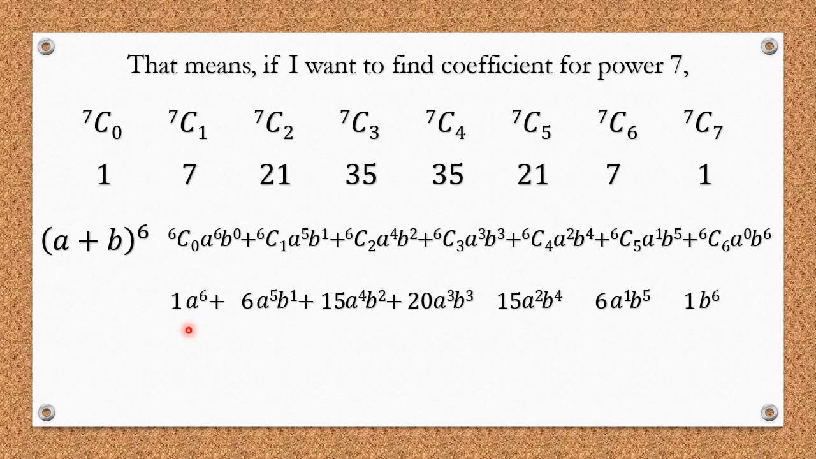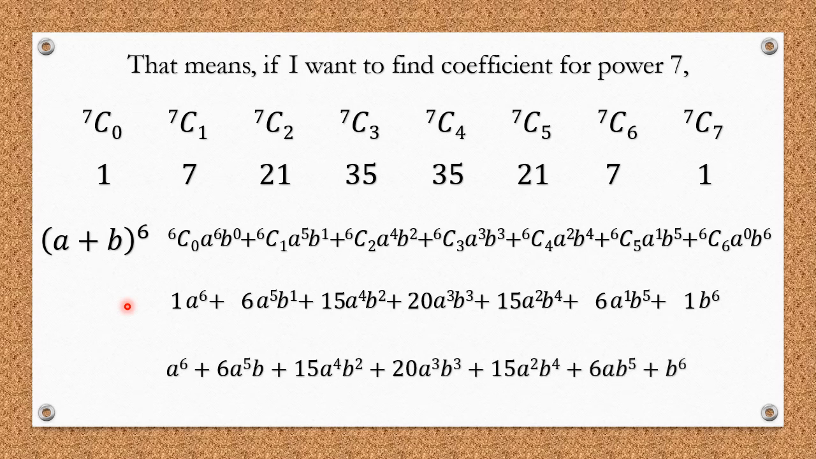And when you do, the final answer will be a raised to 6, plus 6 a raised to 5 b, plus 15 a raised to 4 b square, plus 20 a cube b cube, plus 15 a square b raised to 4, plus 6 a b raised to 5, plus b raised to 6. So when you expand (a plus b) raised to 6, you get this expansion right here created in front of your eyes from scratch. So this is the method of creating binomial expansion.